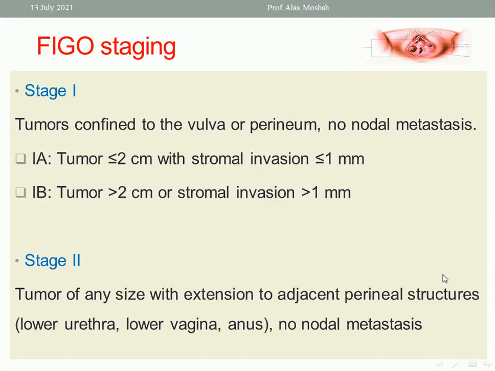What about FIGO staging? We have four stages. Stage 1A, a tumor less than or equal to 2 centimeters with stromal invasion equal to or less than 1 millimeter. While 1B, tumor more than 2 centimeters or stromal invasion more than 1 millimeter. Stage 2, tumor of any size with extension to adjacent perineal structures, the lower third of the urethra and the lower third of the vagina or anus, but no nodal metastasis. So up till now, there is no lymph node metastasis as regards stage 1 and 2.